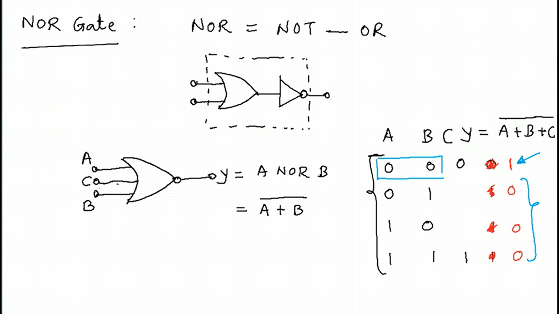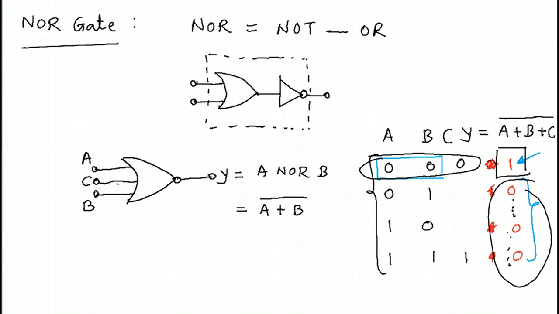Now it is the first row which contains only zeros where you get an output of 1, and in fact that is the only place where you get an output of 1, and in all other 7 rows you get outputs of zeros like that. So that's how you draw the truth table of any general NOR gate.